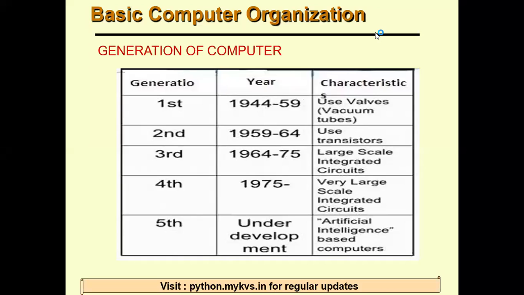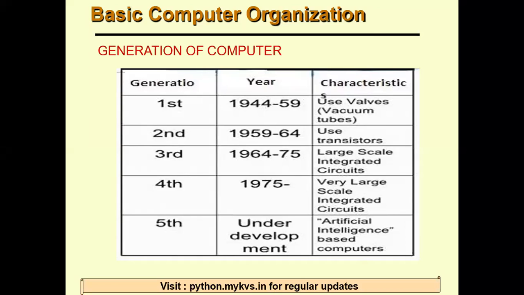So today we begin with generations of computer. There are 5 generations. The fifth one is current. It started all in the year 1944, and the first generation of computers at that time used vacuum valves, basically vacuum tubes, okay? Then came the second generation, which started to use transistors.